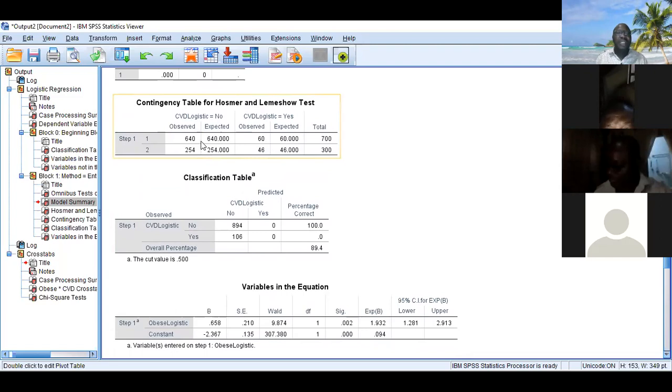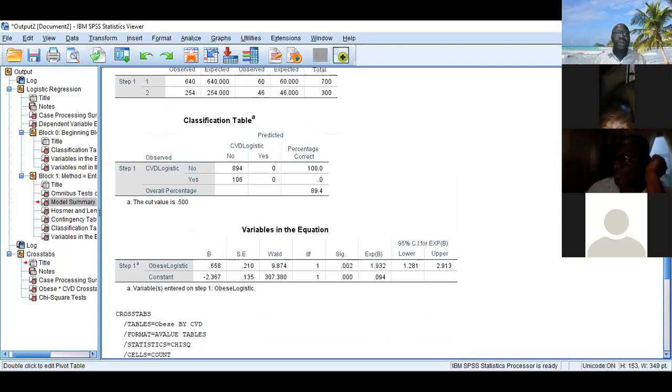The Hosmer-Lemeshow test tries to compare the observed and expected. If you look at it, the observed is the same as the expected here. For the logistic, yes, observed, expected. This one, all of them are the same. So that's why the chi-square is what you observe versus what you expect.